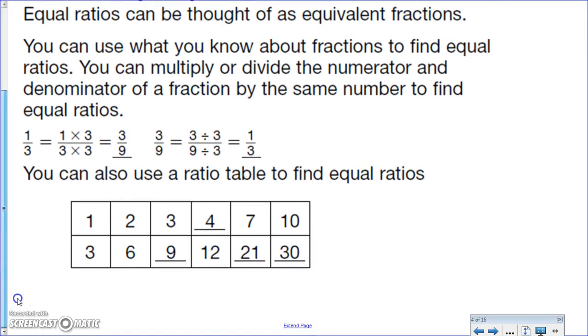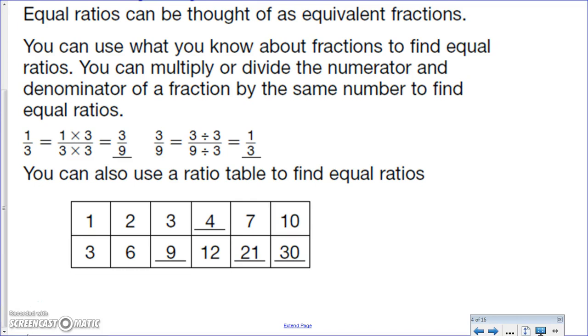So in our example here, they have 1/3. They multiply the numerator and the denominator by 3 to get 3/9. We know 1/3 and 3/9 are equal ratios. And the second one, they showed how you can use division. If you start with 3/9 and you divide the numerator and the denominator by 3, because whatever you do at the top of a fraction, you have to do the bottom, you get 1/3, and that's still an equal ratio. You can also use a ratio table to find equal ratios.